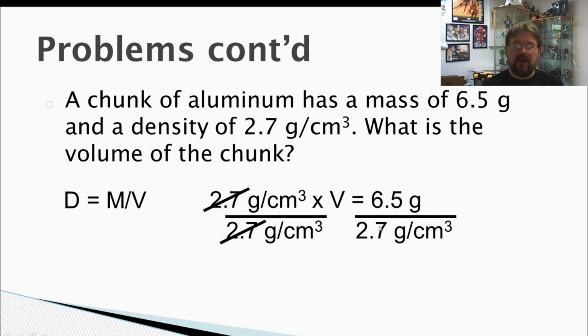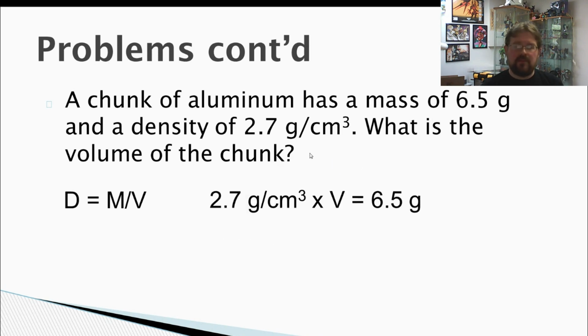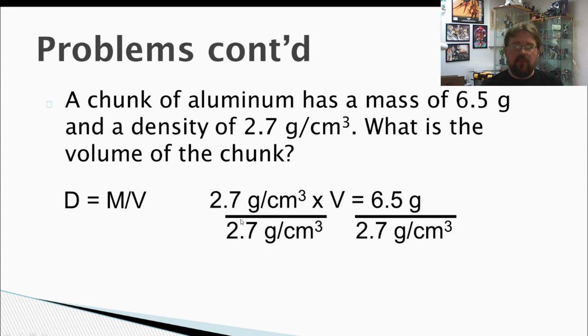So take 6.5 divided by 2.7. That'll give you your answer. And our answer is 2.4 centimeters cubed. Let's look back at that last step there. So we had this. And again, you want to get V by itself because we're solving for volume. What is the volume of the chunk? You're solving for this. So we got to get rid of this 2.7. If we divide that, that's going to get rid of it here, just like that. And whatever you do on one side, you have to do on the other. Okay? V equals 6.5 divided by 2.7.